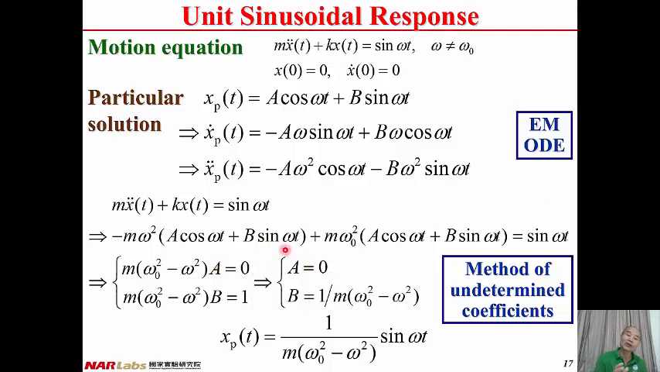And then we consider sine omega t. This one is the coefficient on the left-hand side of the equation, and 1 is the coefficient on the right-hand side of the equation. And from this equality, we can solve for b equal to 1 divided by m times (omega 0 square minus omega square). Once we solve for a and b, we substitute back to the particular solution. We can have x_p equal to 1 divided by m times (omega 0 square minus omega square) times sine omega t.